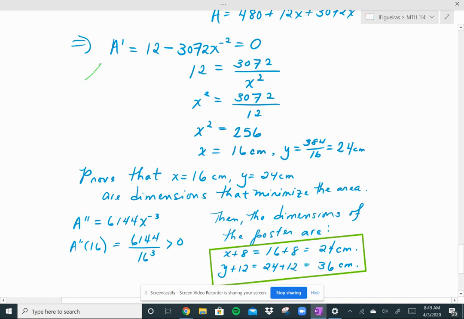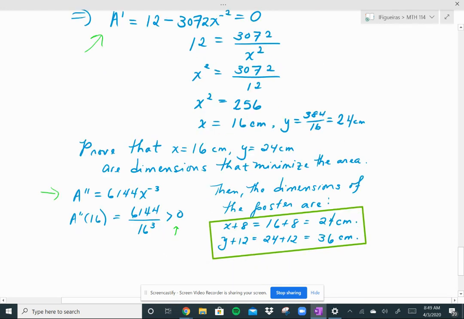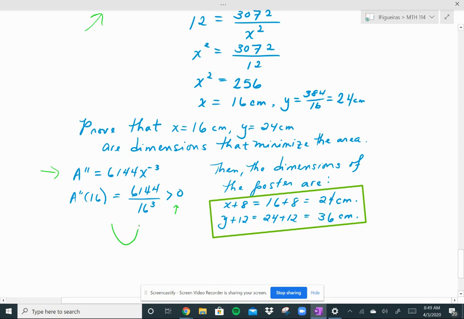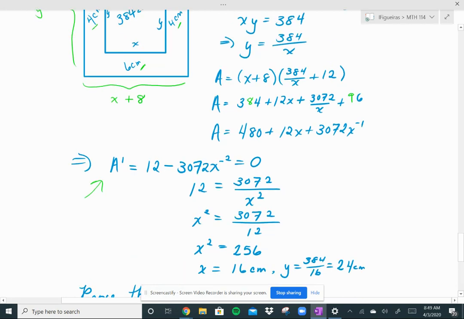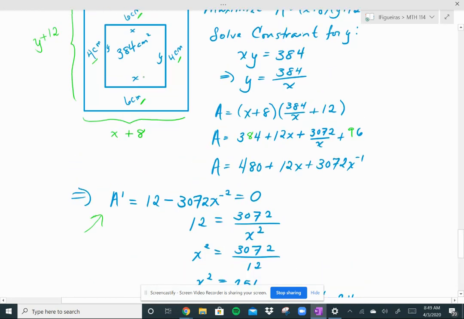So here's A prime. A double prime is 6,144 x to the negative 3. When you plug in 16, you get a positive result. And positive means it is concave up. Concave up means that I have a minimum. Okay, but I haven't quite answered the question. Remember, x and y, if I can go back to the picture, x and y are these dimensions.